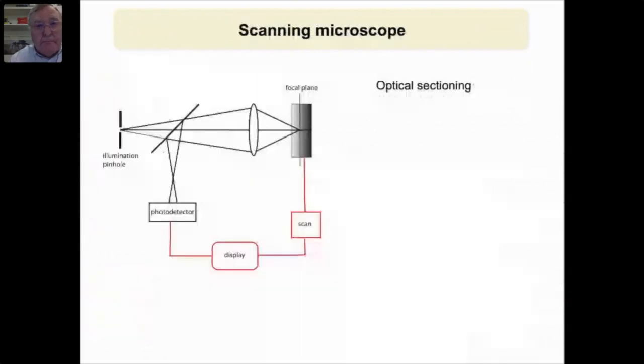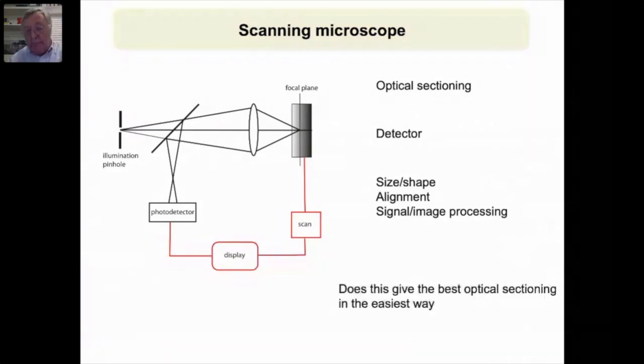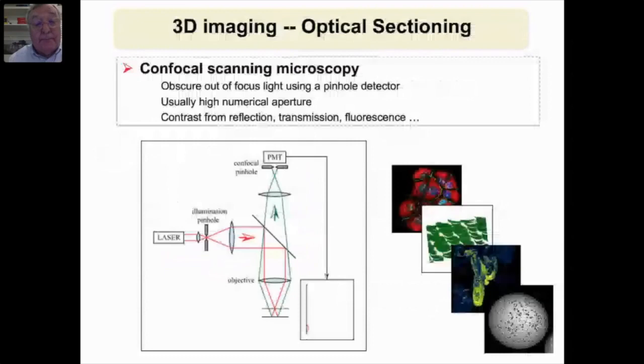So optical sectioning is the important thing in the confocal, as we know, and that means you have to get the right detector. It has to be in the right place. It has to be of the right size. But the one question I want to speak about a bit this afternoon is, does this actually give the best optical sectioning in the easiest way?